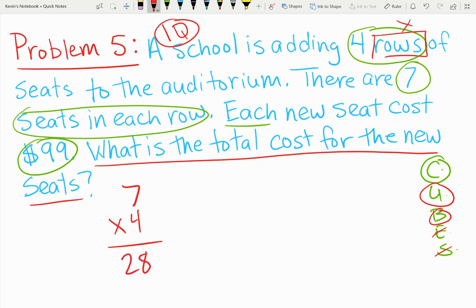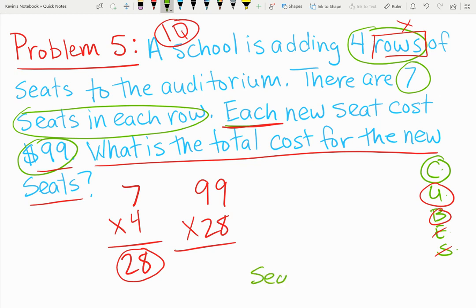Now, it tells us in the problem that each seat, that means 1, costs $99. We've got to find out how much it will cost for 28. So what do you do to solve? If one seat is $99, we're going to multiply it by 28. So you do 99 times 28. And what we'll do here is get your final answer for the amount of seats.